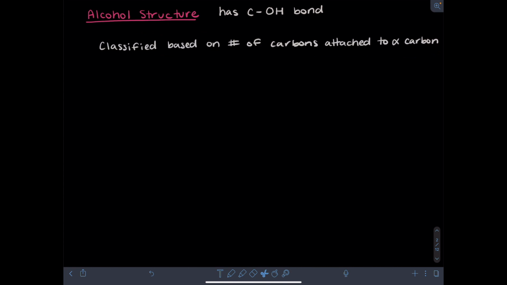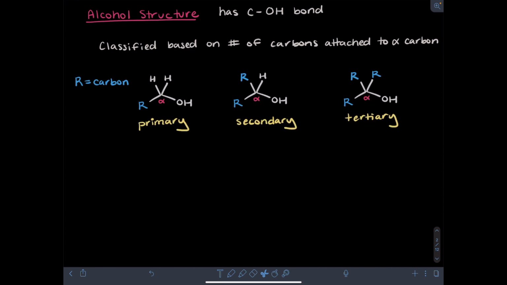In the same way we classify alkyl halides, alcohols are also classified by the number of carbons attached to the alpha carbon. The alpha carbon is the one attached to the OH group, and if this position has one other carbon group attached to it, it's considered primary. If it has two other carbon groups attached to it, it is secondary, and if it has three other carbon groups attached, it is classified as tertiary.